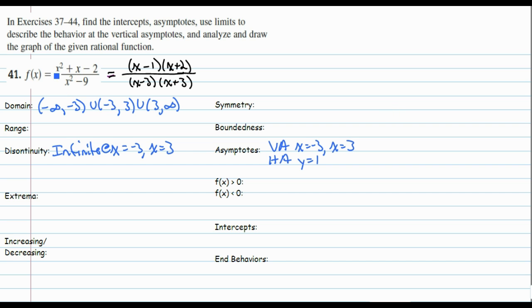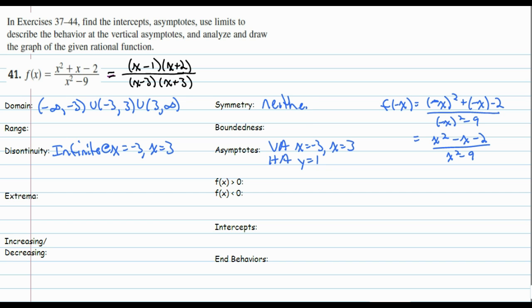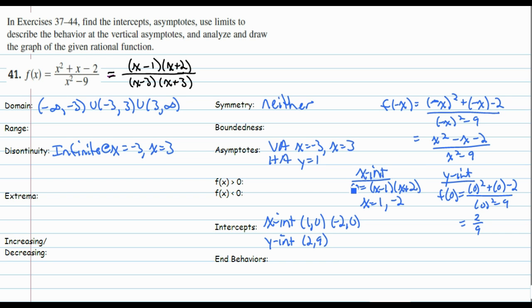I'm going to plug in -x to test for symmetry. After plugging in -x, I do not have the exact same thing I started with, nor do I have the exact opposite, so there is neither symmetry, neither odd nor even. I'm going to find the x and y intercepts. When I plugged in 0 for y, I got the x values 1 and -2 that would make the function equal to 0, so the x-intercepts are (1, 0) and (-2, 0). When I plugged in 0 for x, I got 2/9 as the y value that came out, so the y-intercept is (0, 2/9).